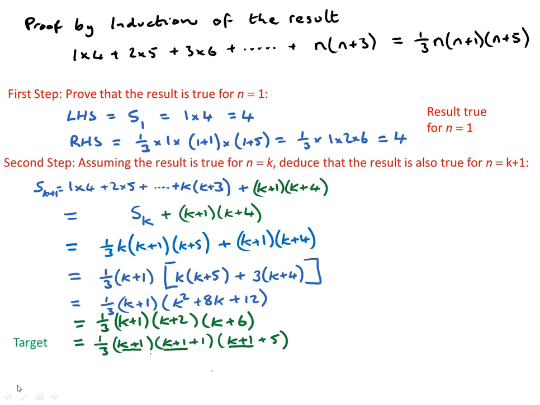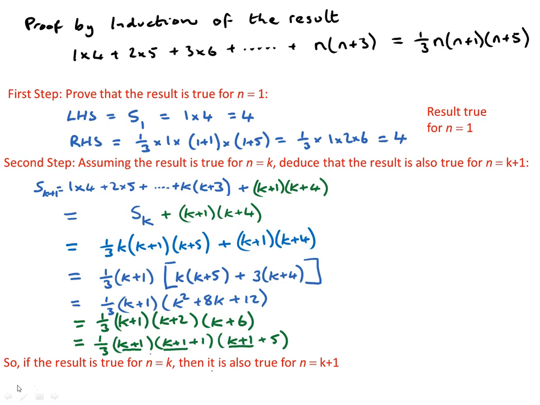So we've got S(k plus 1) is precisely what we want it to be, which is 1/3 of (k plus 1) times ((k plus 1) plus 1) times ((k plus 1) plus 5). So we know that if the result is true for n equals k, then it is also true for n equals k plus 1.